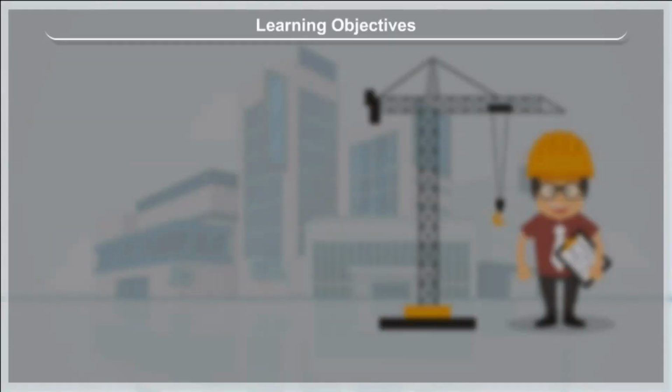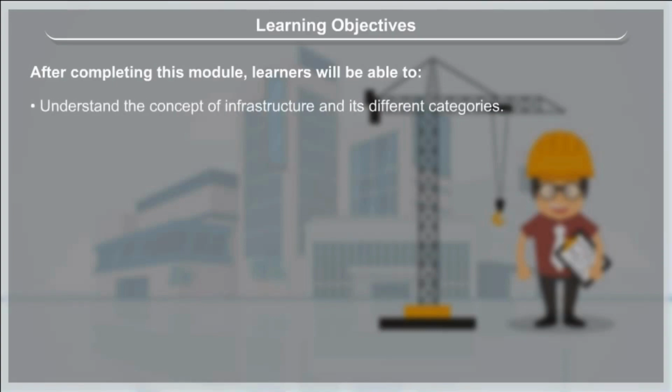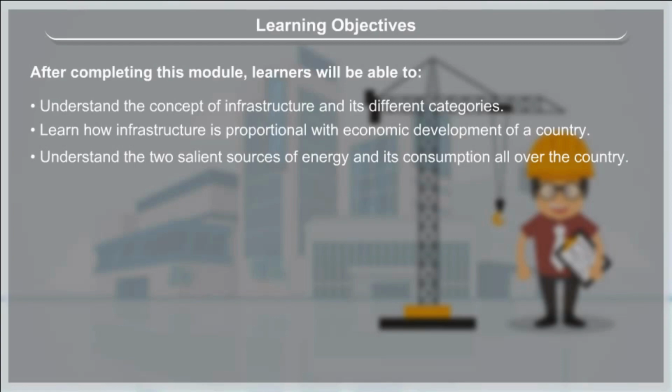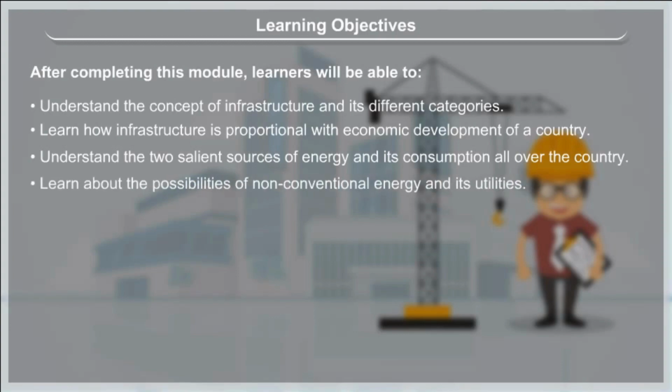Learning objectives. After completing this module, learners will be able to understand the concept of infrastructure and its different categories. Learn how infrastructure is proportional with economic development of a country. Understand the two salient sources of energy and its consumption all over the country. Learn about the possibilities of non-conventional energy and its utilities.